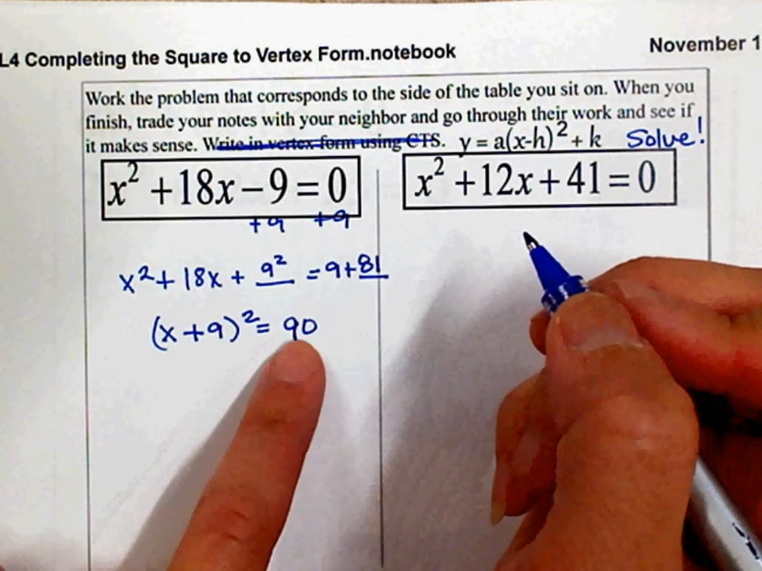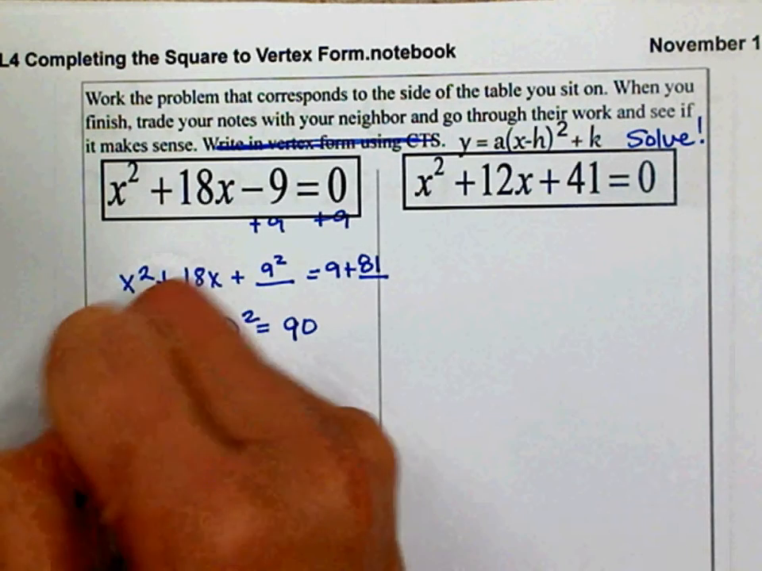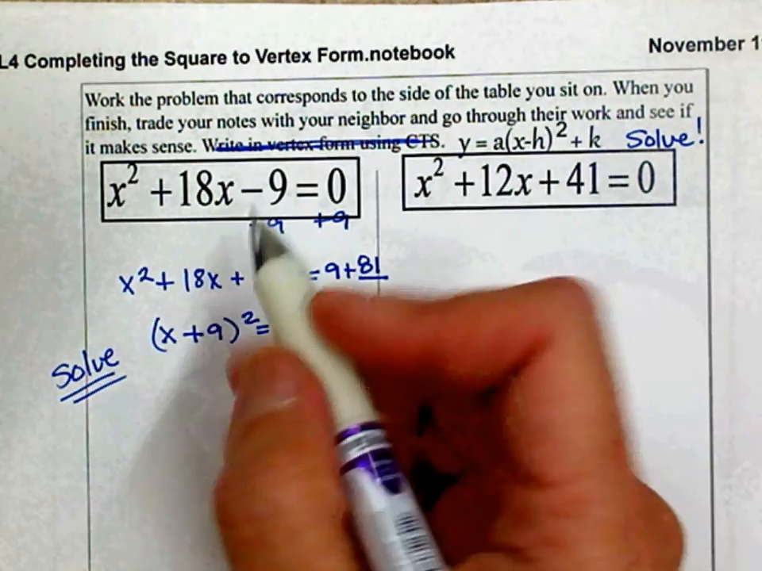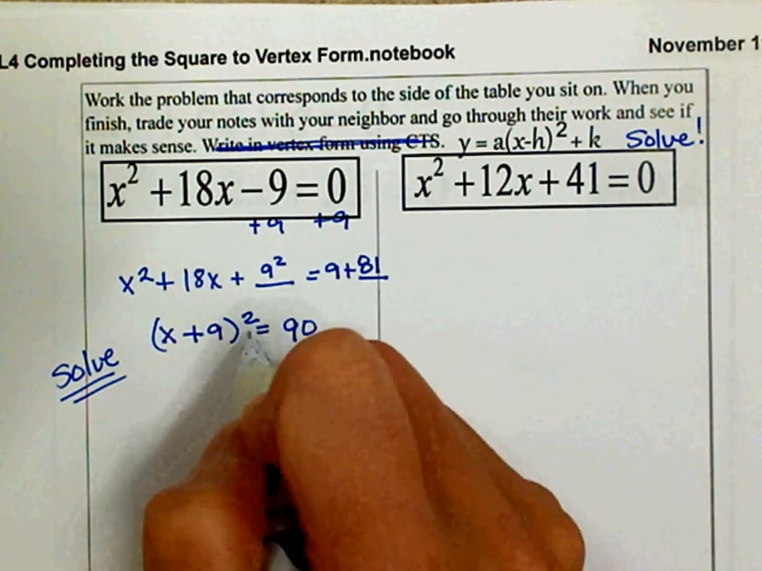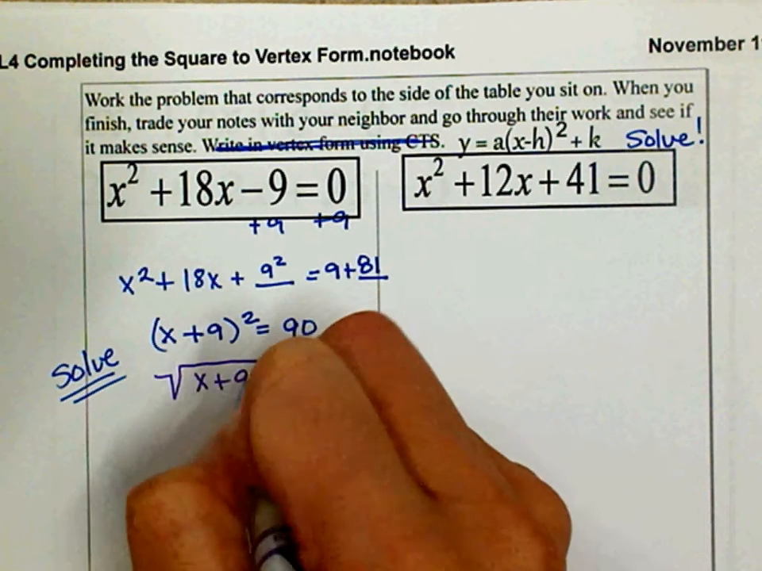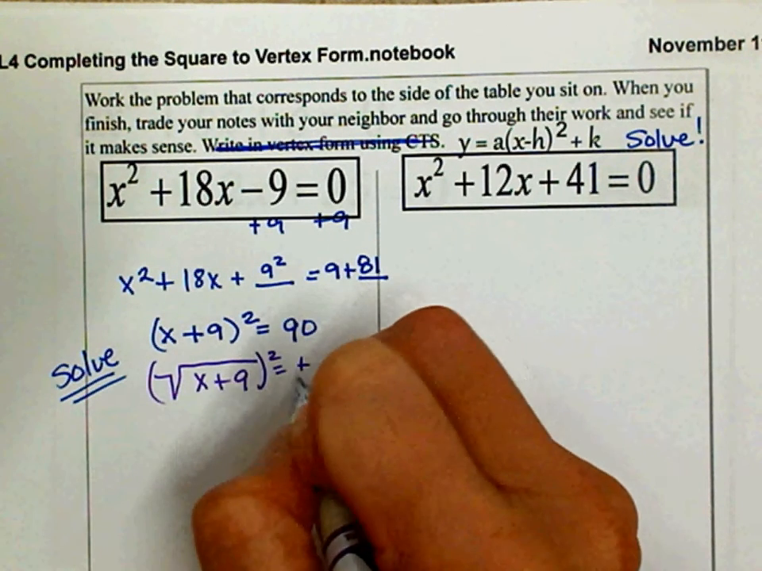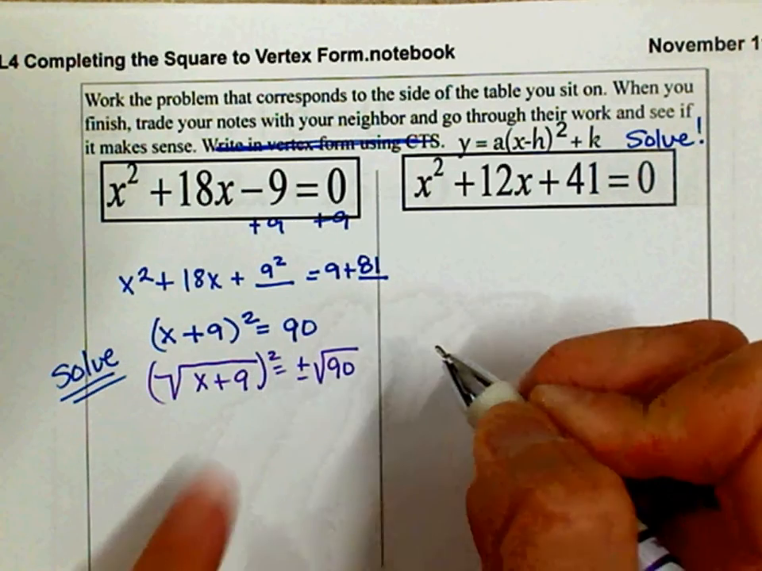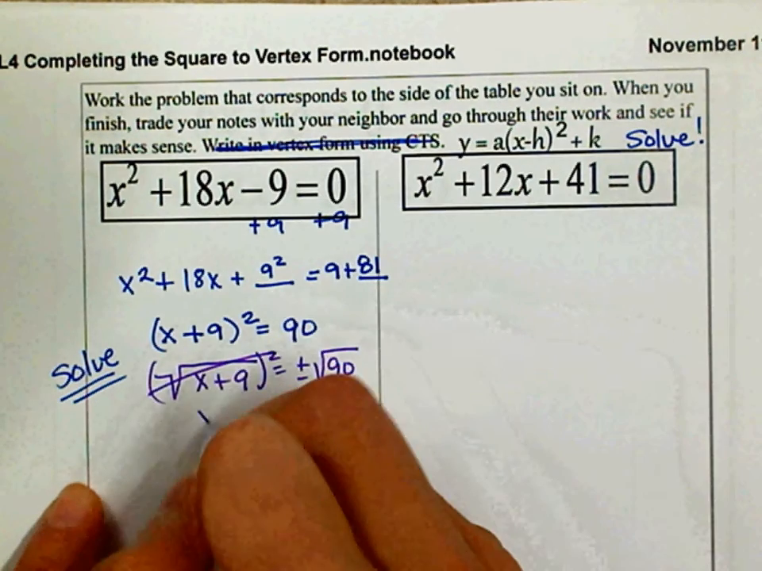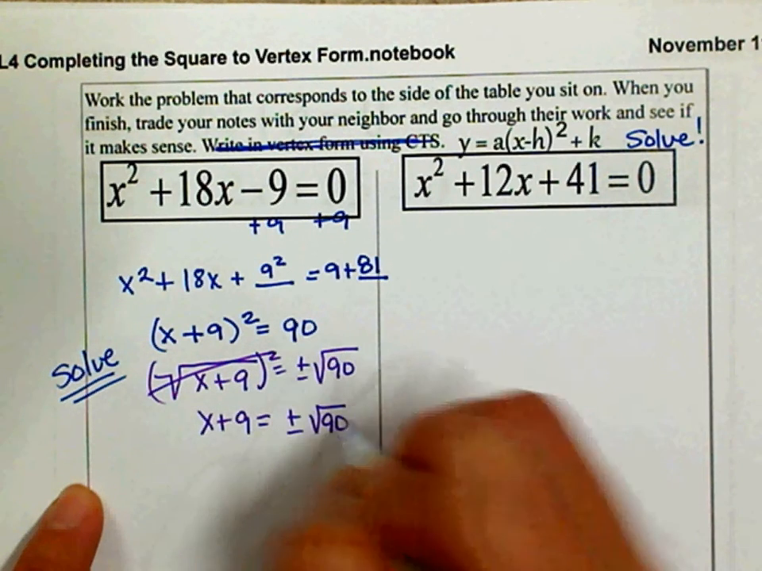But what are we doing here? We are solving. So watch what I do, okay? This whole thing is being squared. So how do you get rid of a square? You're going to take a square root. And when you square root something, you have two solutions, okay? That goes away. So now you have x plus 9 is equal to plus or minus square root of 90. All right, so far so good?